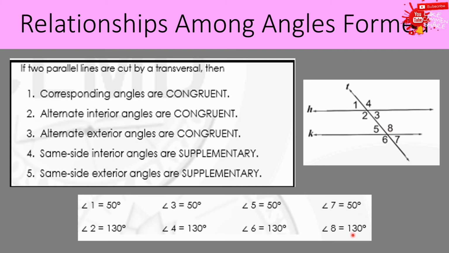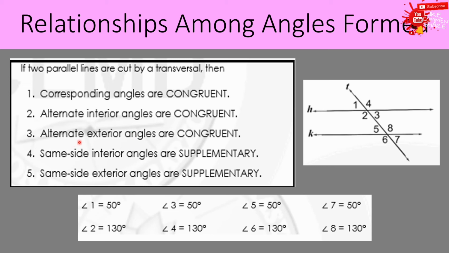Okay, do not forget that if two parallel lines are cut by a transversal, then corresponding angles are congruent. Alternate interior angles are congruent.